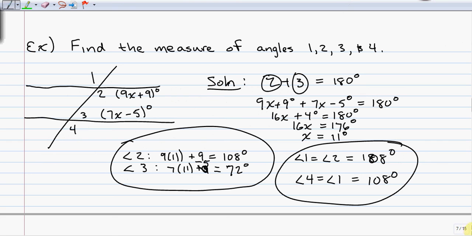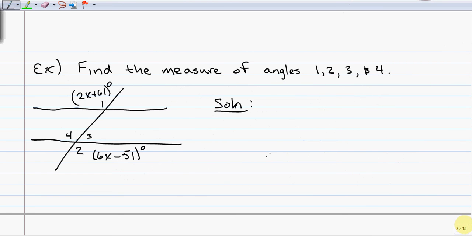All right, let's try one more. If you want to, you can pause the video and try this problem yourself, and then replay the video when you're done and see if you got the correct solution. All right, so let's look at this. Again, what we want to do is start with the 2 angles, which they tell you something about.